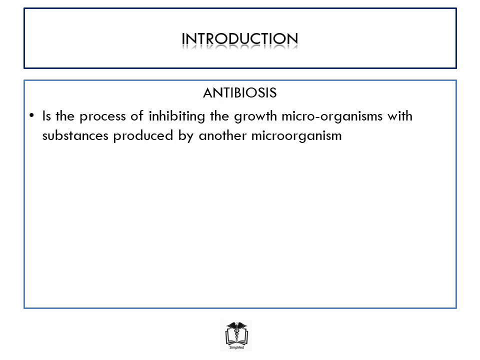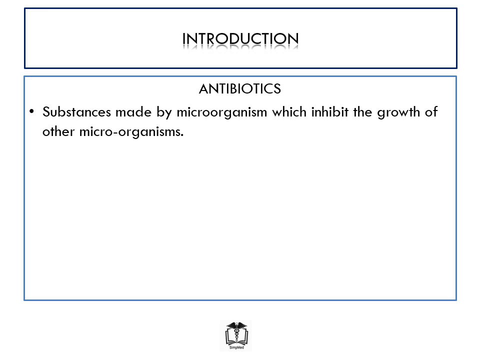Another term for you to know is antibiosis and antibiotics. Antibiosis is the process of inhibiting the growth of microorganisms with substances produced by another microorganism. Now, antibiosis is a process. The second term, antibiotics, is actually a substance. We'll talk about that in the next slide. Antibiotics are a type of antimicrobial agents that are substances made from one microorganism and used to inhibit the growth or kill other microorganisms. Remember that antibiosis is a process, antibiotics is the substance or the agent itself.